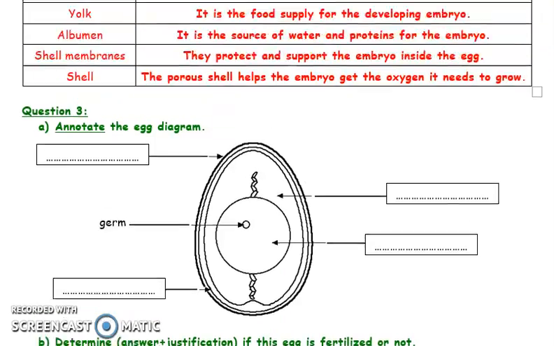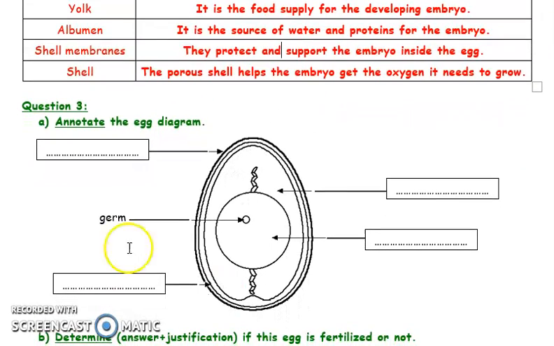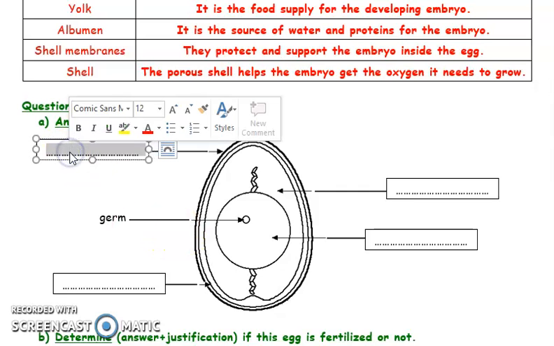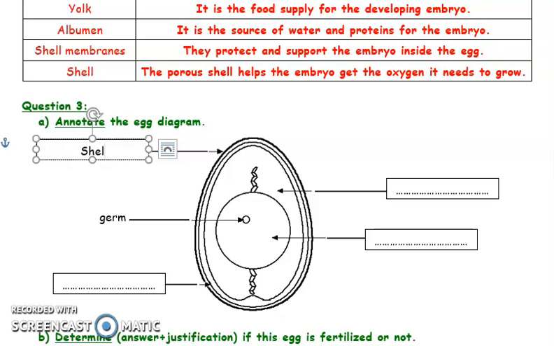Annotate the egg diagram. We have the words in front of us: yolk, albumin, shell membranes, and the shell. Here is the germ spot, and that will turn into a chick at the end of the embryo's development. The outside is the white shell of the bird's egg, and it's the part that lets oxygen pass through to help the embryo breathe on the inside.